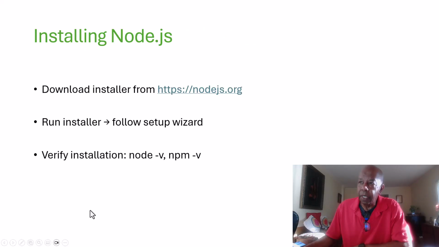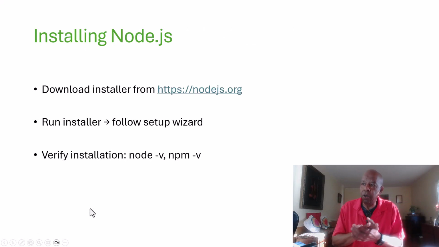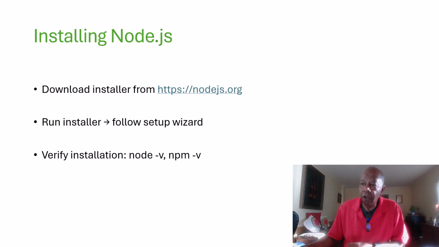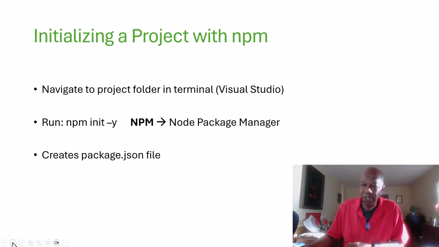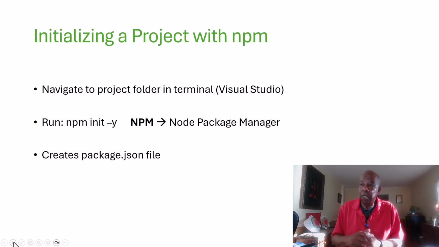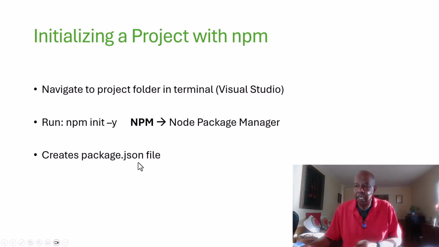Getting started: download the installer from nodejs.org, run the installer, and verify installation with node -v and npm -v. These are the instructions that are given to you via the text. And again, we're going to find that there are other places we can go to get information. We'll talk about that very soon. Navigate to the projects folder in the terminal. Remember, we're using Visual Studio as the base. We're running npm init -y. npm stands for Node Package Manager, and what it does is create a package.json file.